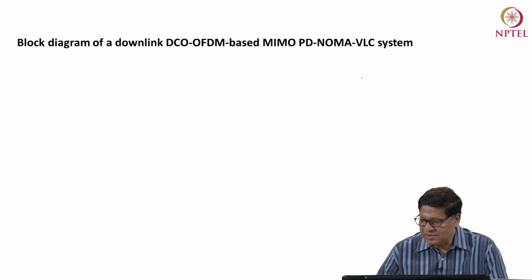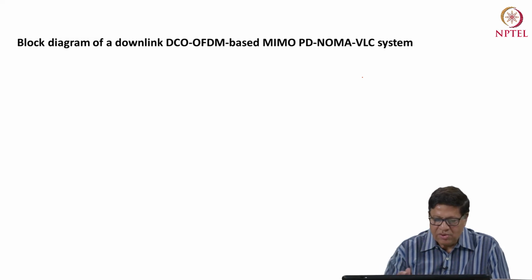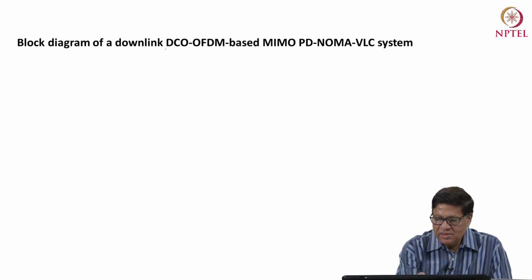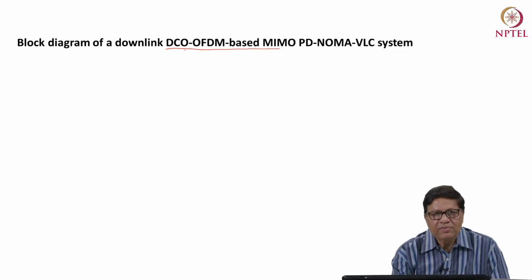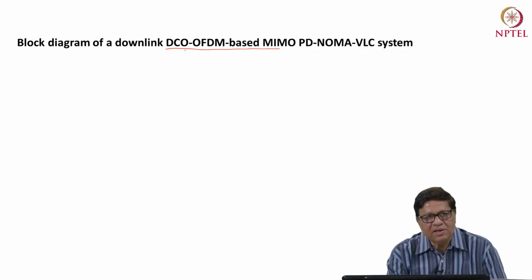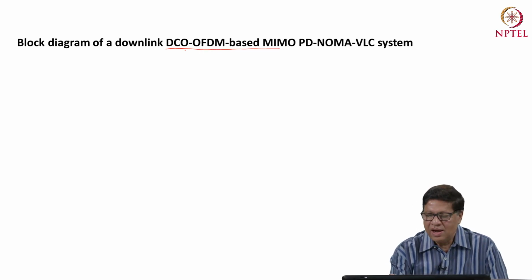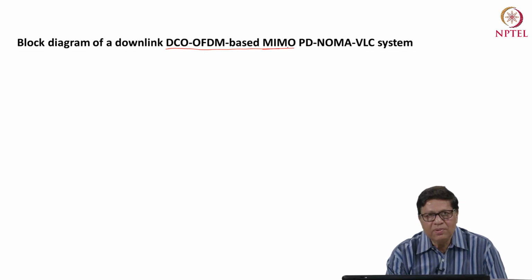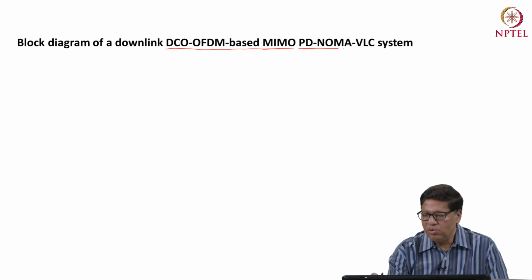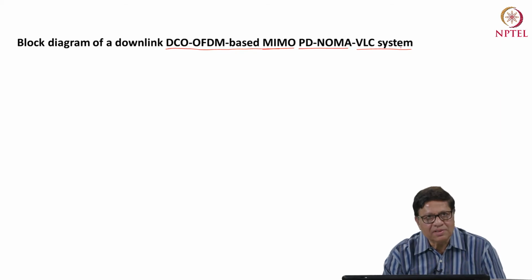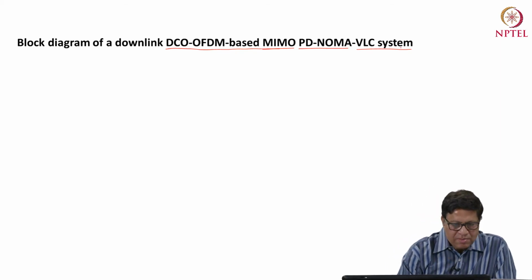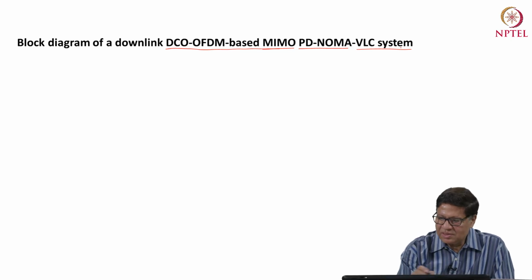So for that, let us try to draw a downlink DCO-OFDM based system. Earlier, when we were discussing OFDM, we had discussed DCO-OFDM and ACO-OFDM, and here I intend to use DCO-OFDM, and we will use a MIMO and then power domain NOMA, and the channel is going to be a visible light or optical wireless communication system. So let me draw the diagram for this kind of system.